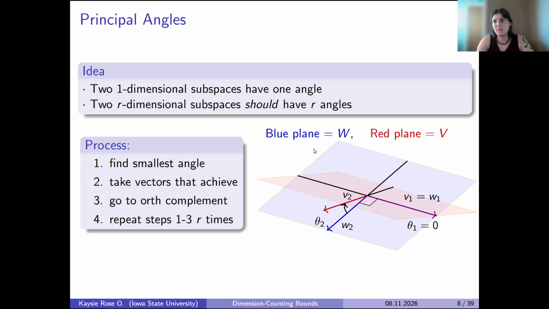So you find the smallest angle. In this diagram, the two subspaces intersect. So it's just going to be 0. You take the vectors that achieve it. So here, this purple vector is both the vector in V and the vector in W. You go to the orthogonal complement, you find the new smallest angle, and then you just repeat the process until you run out. It's a bit tedious, but it works.